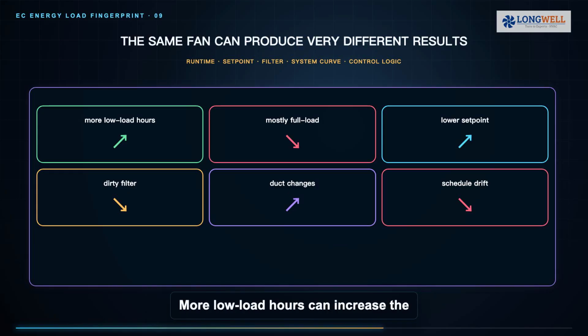More low load hours can increase the benefit. Mostly full load operation may shrink it. Set points, dirty filters, duct changes, schedules, and control overrides all reshape the fingerprint. That is why a product level percentage cannot substitute for an installed system model.